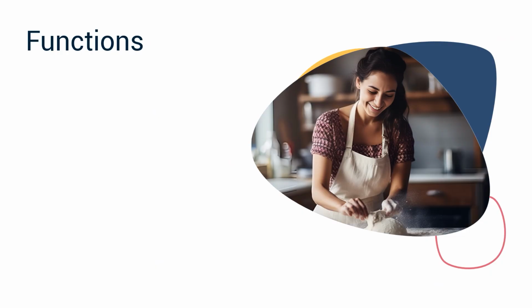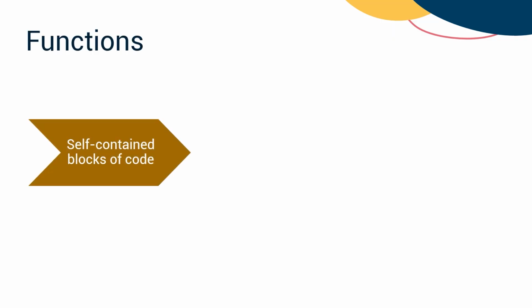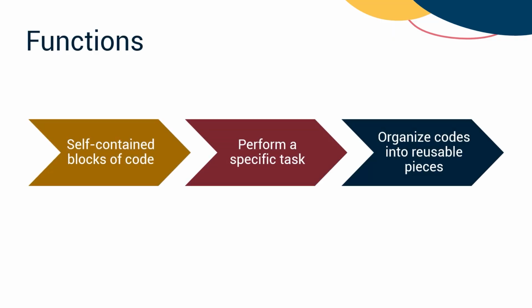Functions are like a cake recipe. Once you master the recipe, you can use it to bake more batches without rewriting the instructions every time. Likewise, functions refer to self-contained blocks of code that perform a specific task. They organize code into reusable pieces.